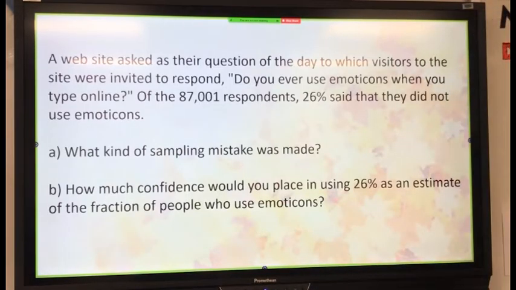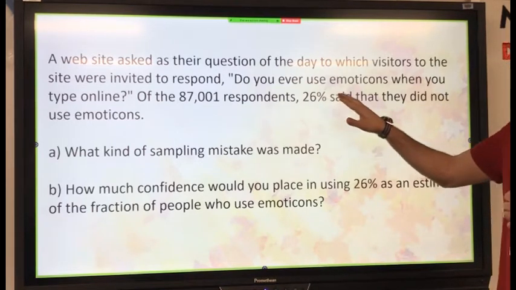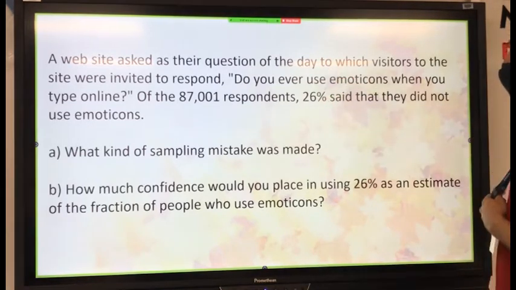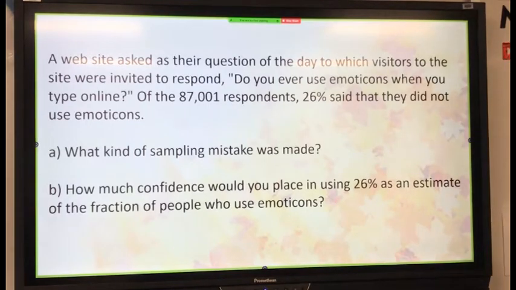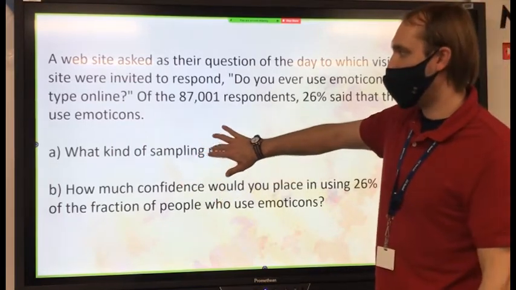So, let's look at a couple examples here. A website asks their question of the day, to which visitors to the site were invited to respond. So, you can already see that there's a bias going on here. Do you ever use emoticons when you type online? Of the 8,000 people, 26% said they did not use emoticons. What's the sample and mistake made here? Which of these 4 mistakes?